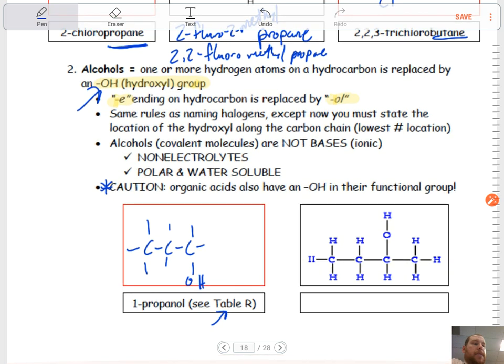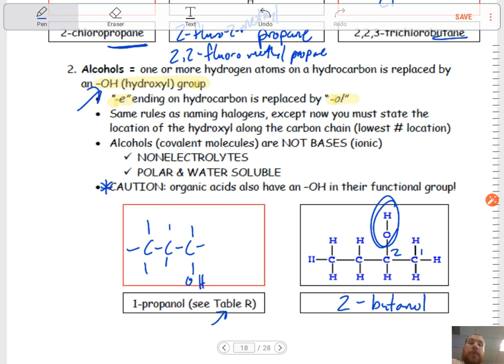So try to name this one. All right, pause the video and try to name this. So find your long chain first. 1, 2, 3, 4. So I've got but, and I've got this OH group hanging off. So it's butanol. And then the last step is I've just got to mark what carbon that OH group is hanging off of. So that would be carbon 1, 2. So this is 2-butanol. Okay?